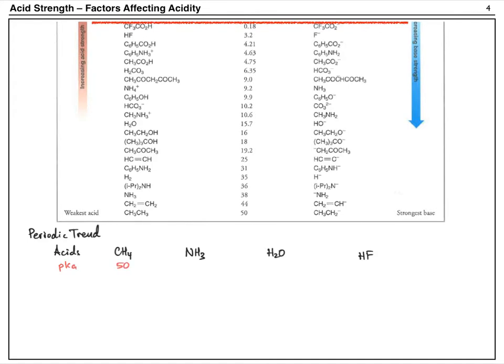Let's go ahead and find now ammonia. So as we're scanning, we see right there, ammonia is listed exactly, so 38. So let's go ahead and find water. We can actually scan up and we see water, that's 15.7. Next, we're looking for hydrofluoric acid. We're scanning up. We do see that exactly, so that's 3.2.